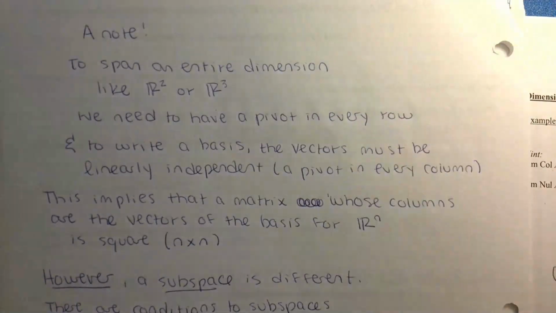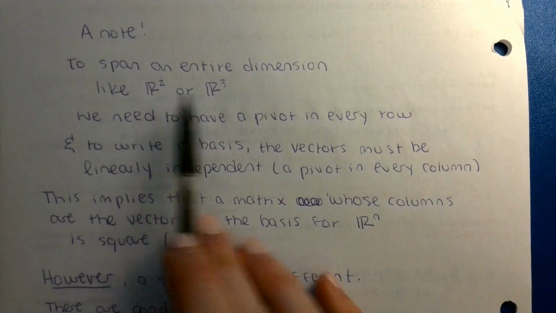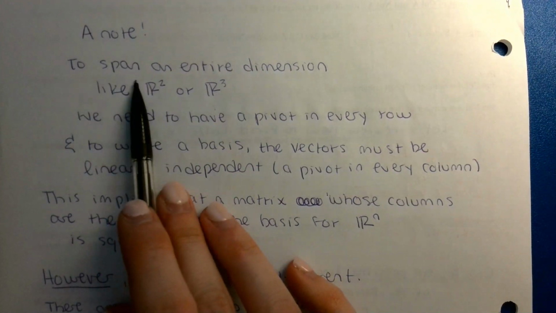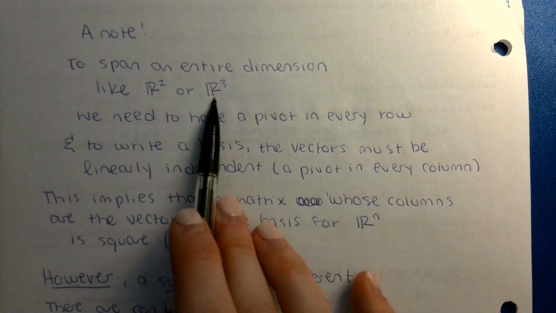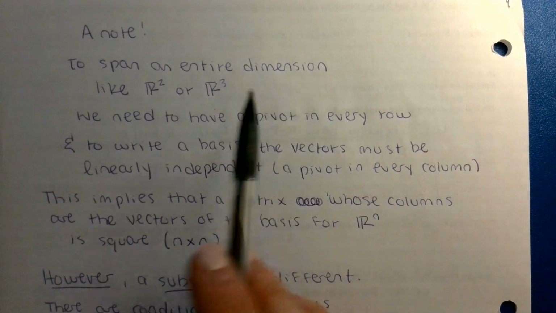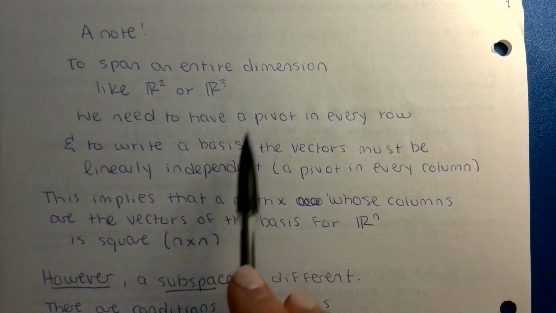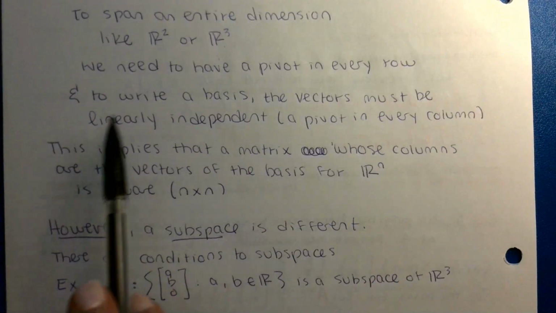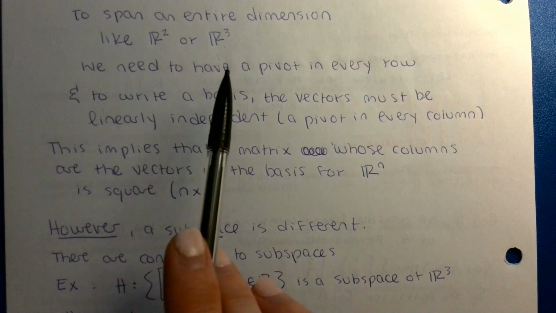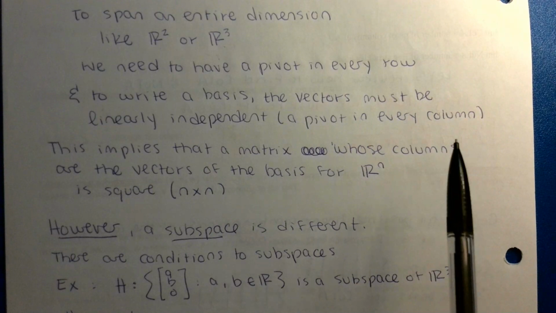It's getting late. Okay, one more note, because I want to make sure we clarified this. I already wrote this, so I'm just going to explain it. So, to span an entire dimension, like R2 or R3, and I'm looking at span, okay, that means I need to be able to create any vector in R2 and any vector in R3. I have to have a pivot in every row. That's what chapter 1 was about. Okay, so that means for R2 I would need to have 2 rows of pivots. For R3 I would need to have 3 rows of pivots. Okay? And to write a basis for either one of these spaces, or in general even, the vectors have to be linearly independent, which would mean a pivot in every column.